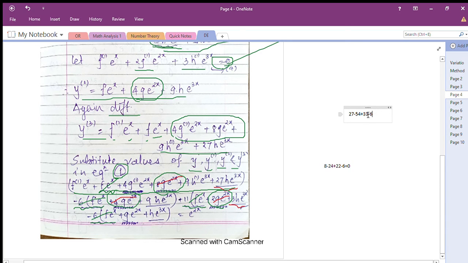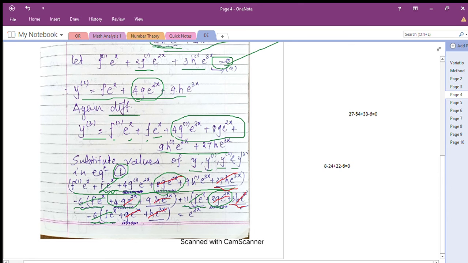33 and 27 will give you plus 60, minus 54 minus 6 will give you minus 60. So it is also 0. So that term will also vanish. So the h term will also vanish. This term is also vanished.